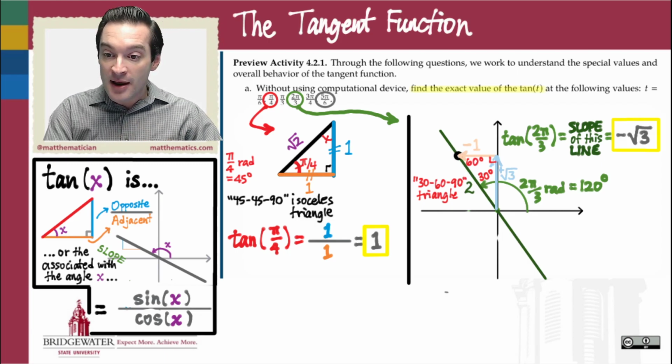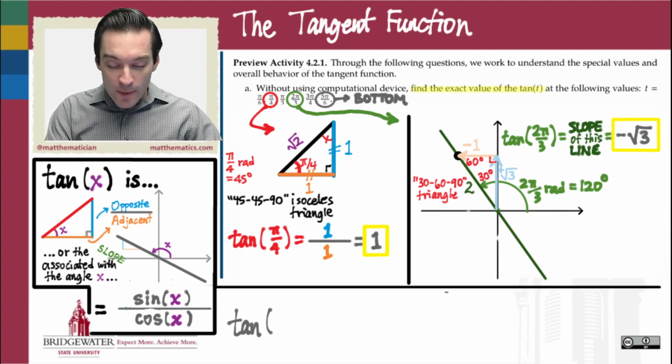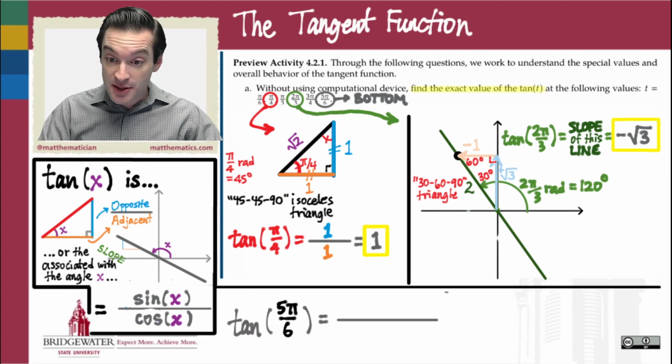Divide those two, and I find that negative the square root of 3 is the slope of this line, and therefore it's the tangent of 2 pi over 3. Finally, what about finding the tangent of 5 pi over 6 using my definition in terms of sines and cosines?